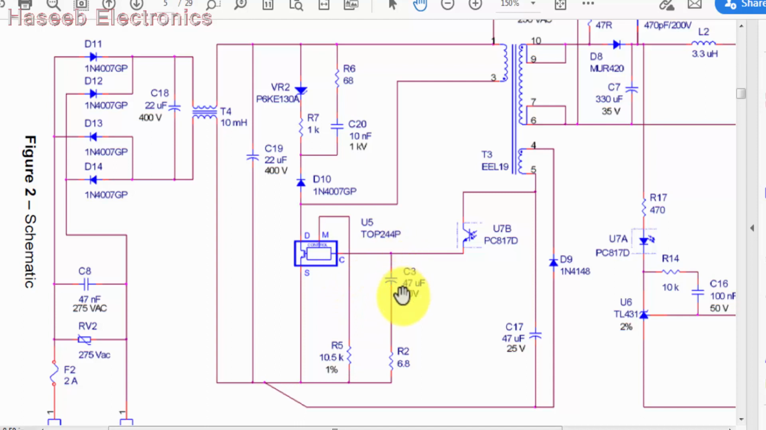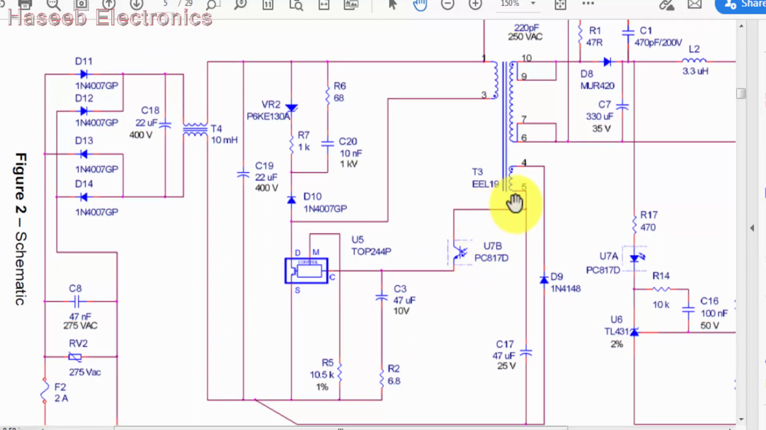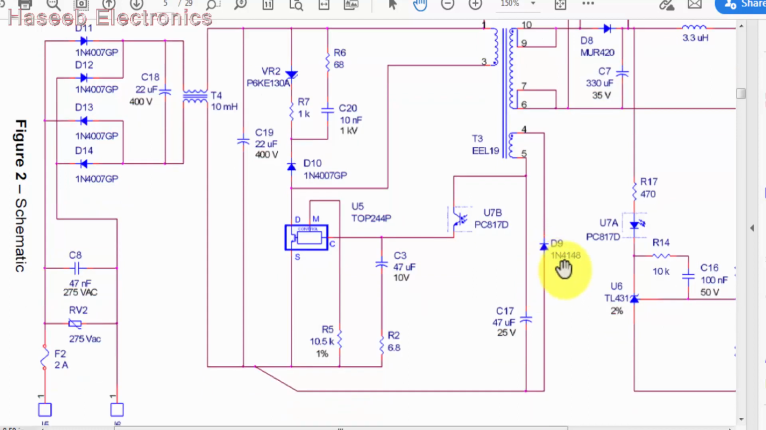Control pin is connected to 47 microfarad capacitor, that is VCC capacitor, and R2, that is 6.8 ohm resistor. We have optocoupler. Optocoupler is connected to transformer pin number 5, and pin number 4 is connected to a rectifier diode 1N4148. Anode of this diode is connected to ground line. So we have positive pulses from this line reaching this optocoupler.